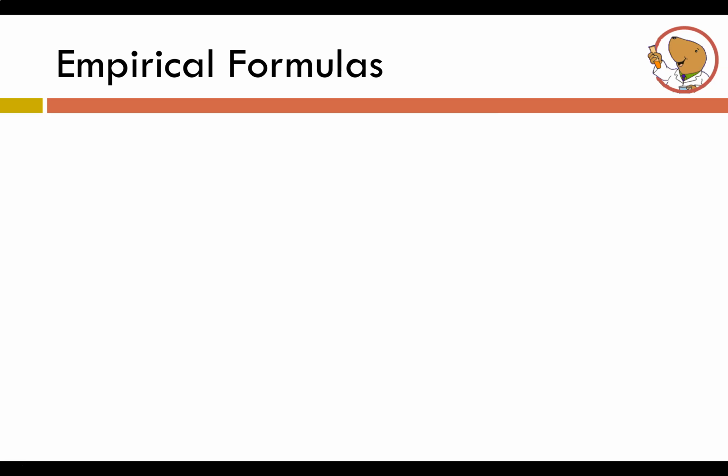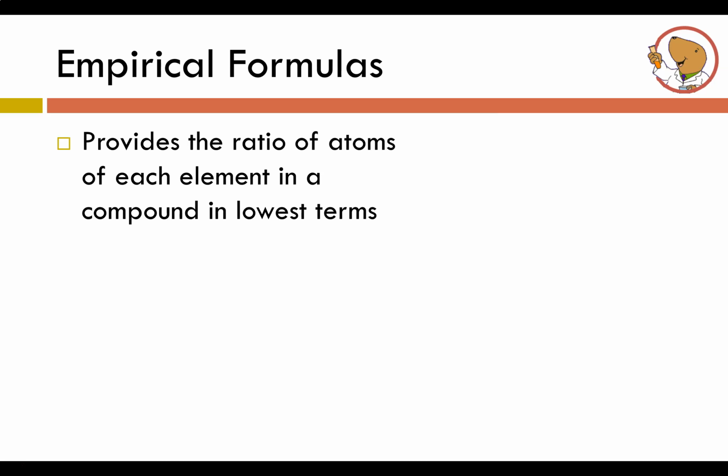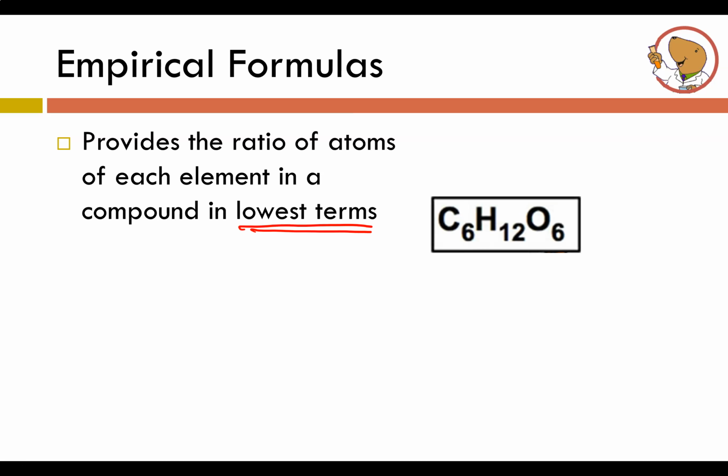Again, I think these are a little bit more involved and more difficult to come up with. But basically, an empirical formula will provide the ratio of atoms of each element in a compound in lowest terms. We're generally talking about this with covalently bonded molecules. With ionic compounds, a formula unit is always an empirical formula. So this is, again, mostly covalent compounds.